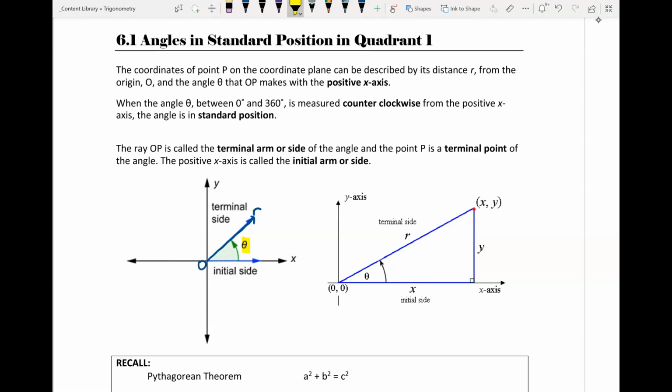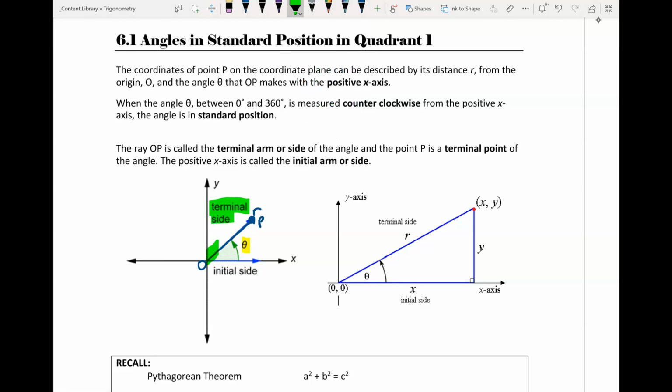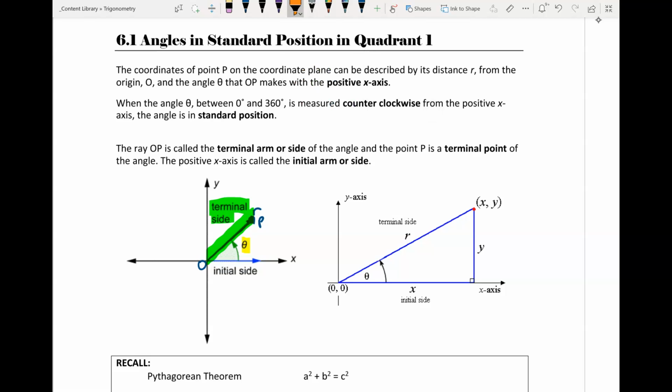This ray from O to P, some point P at the end, is called the terminal side. So this side over here is called the terminal side. And the point P is the terminal point of that angle. The positive x-axis is going to be called your initial side. That's along the x-axis. So that's what a terminal arm looks like.